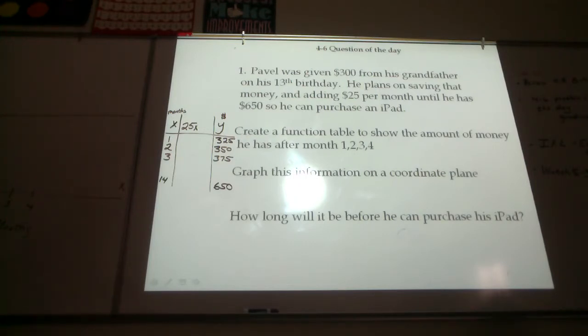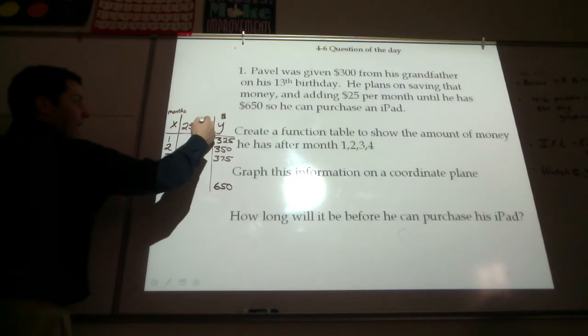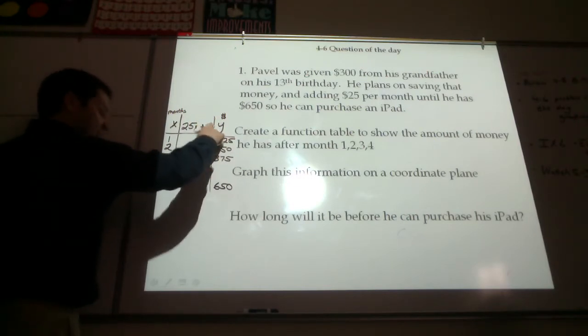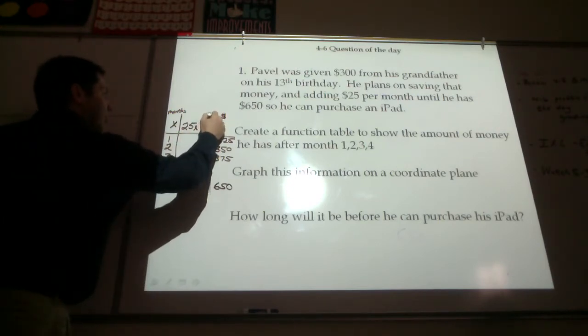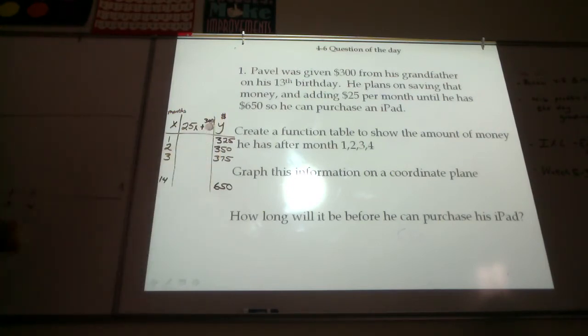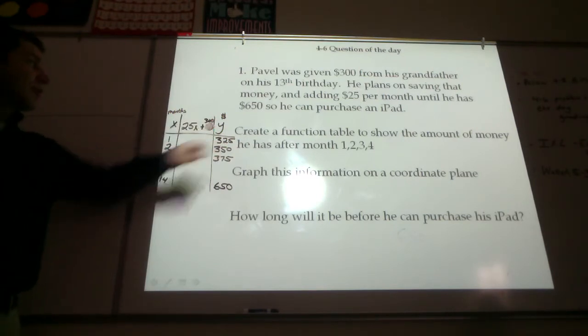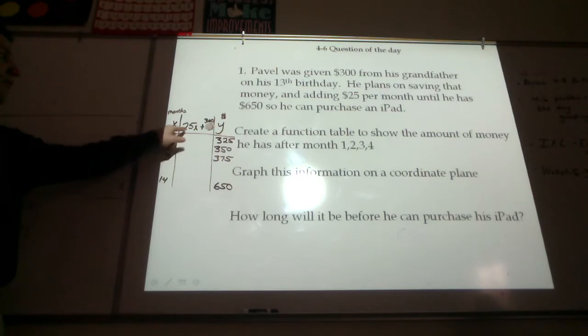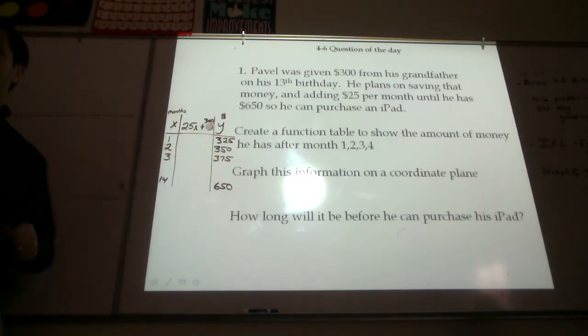Okay, I'll help you out. Jesse figured out his function, first of all. He said that, well, I have to add 300 because I was given 300. Whoops. We're going to make that a little bit smaller. Add 300. And then if I do $25 per month, the first month, 25 plus 300 is 325. 25 times 2 is 50. 50 plus 300 is 350. So he figured out that piece.